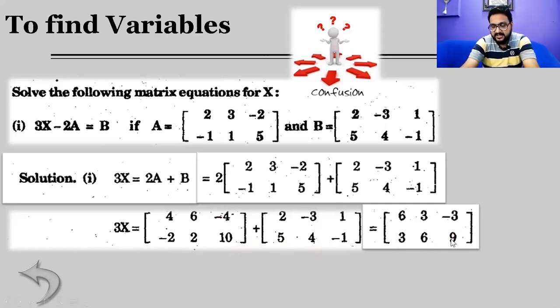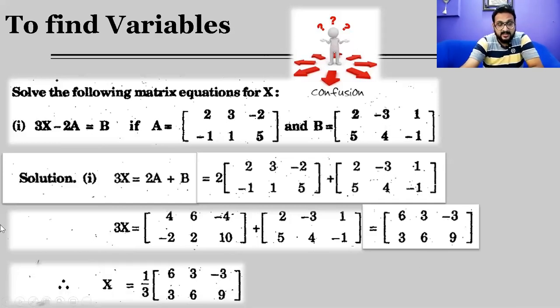The value of the right hand side is done. What is the value of the left hand side? The left hand side shows 3x. The answer of these elements will be here. Okay, what is the next step?